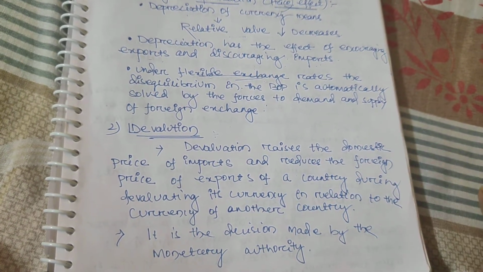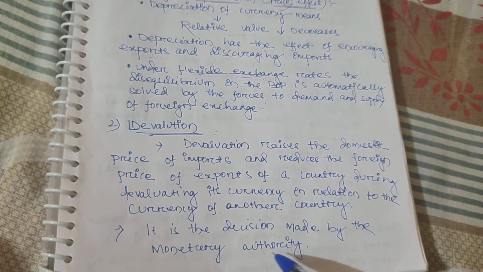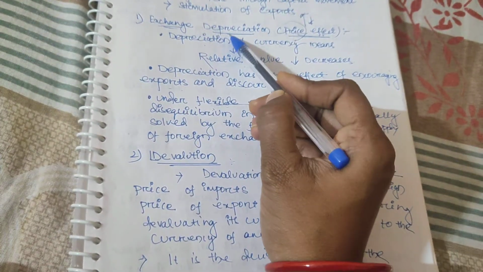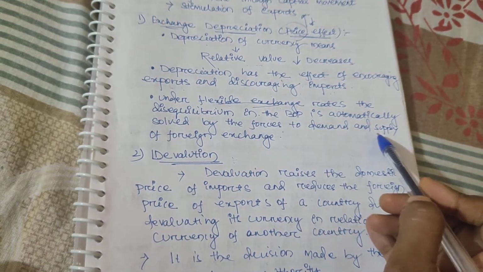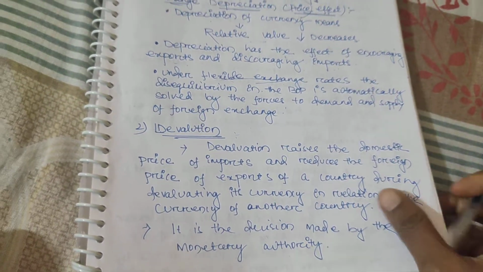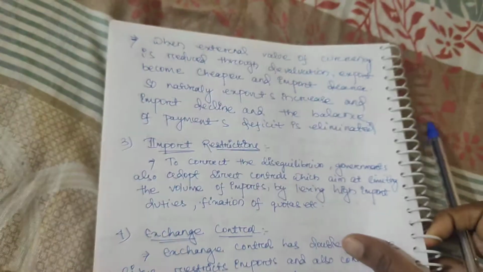That will reduce. So, devaluation is the decision made by the monetary authority. You should understand that depreciation is controlled by demand and supply. But devaluation is made by the monetary authority. It's a very good difference you have to remember for UGC NET.